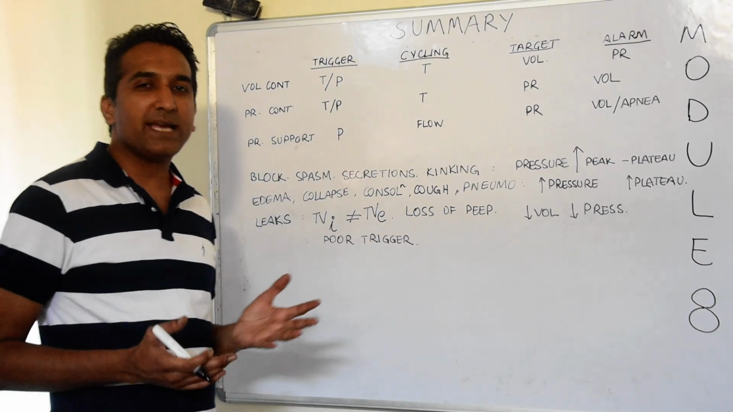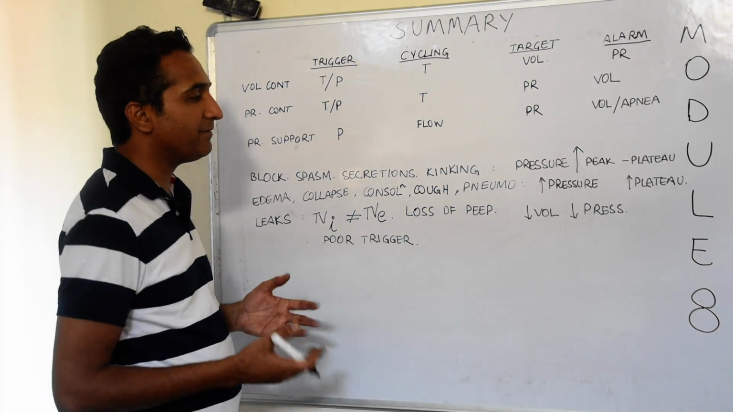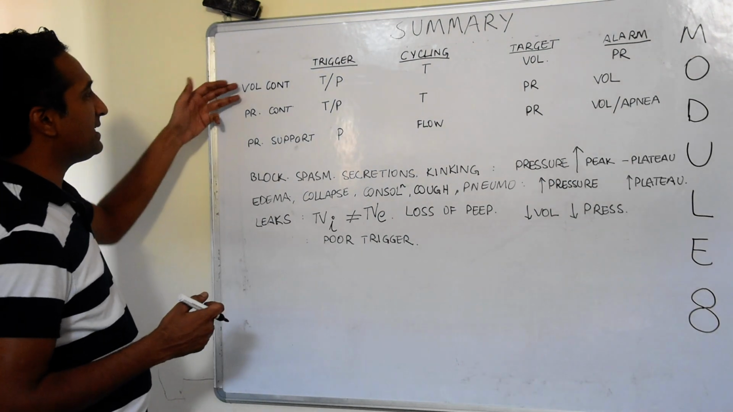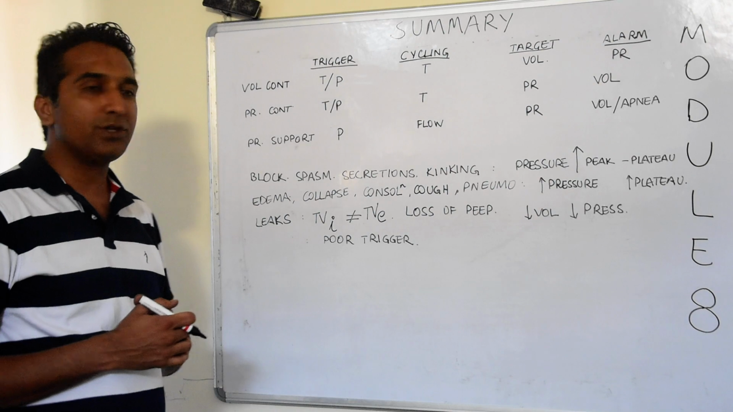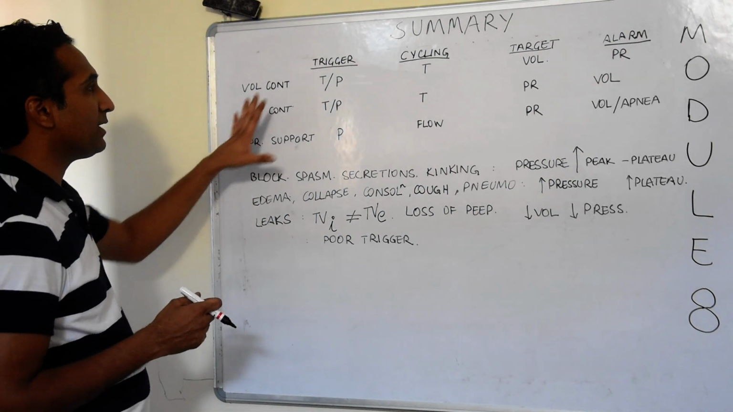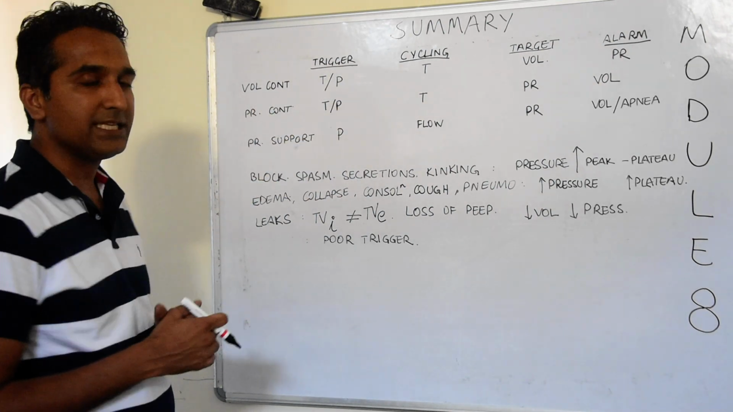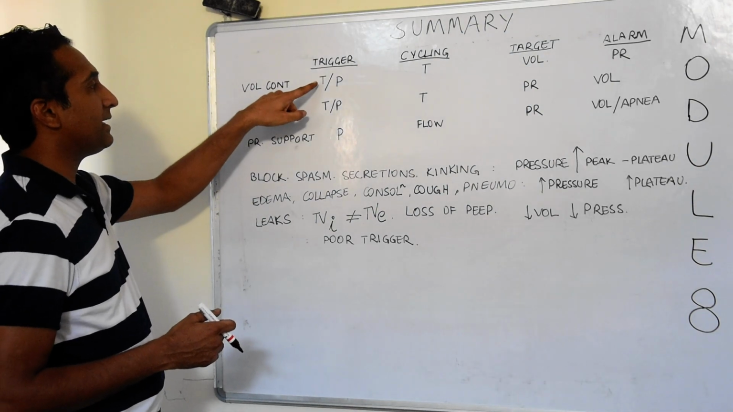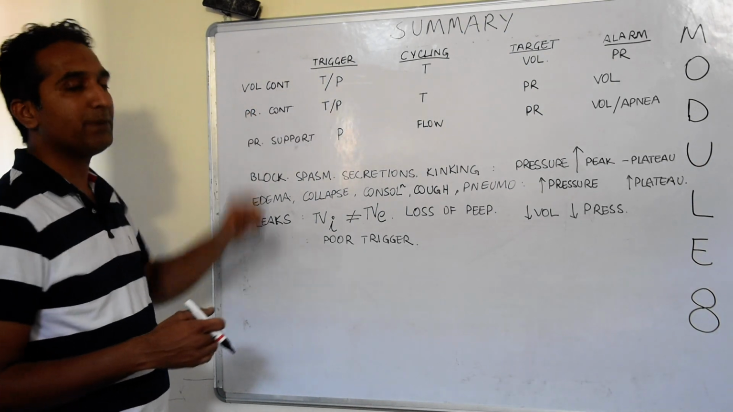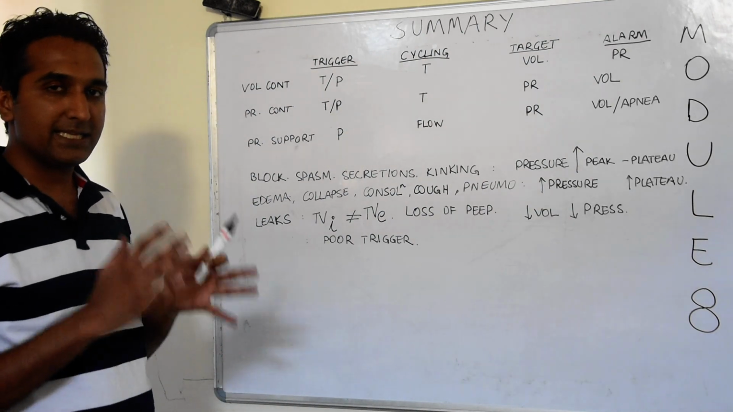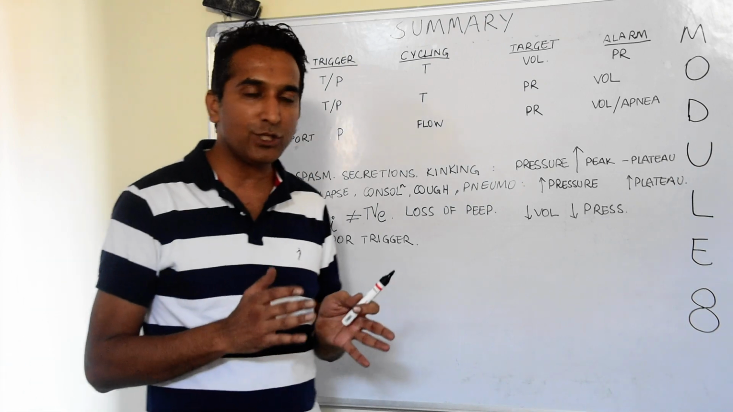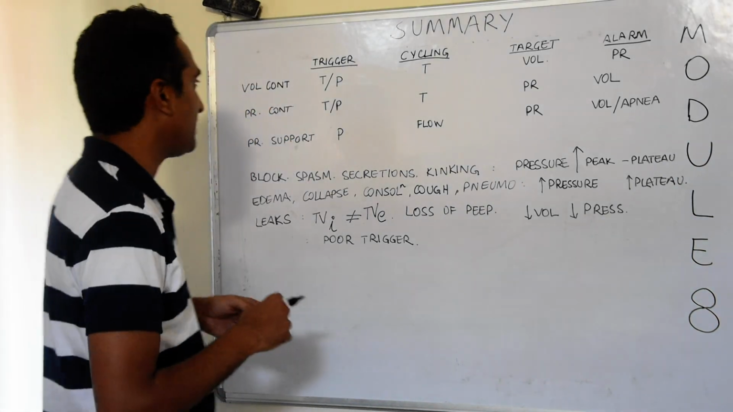And let us now summarize the most important things that we have discussed so far. We come to the three basic modes: the volume control mode, the pressure control mode, and the pressure support mode, and I contrasted them against each other. The trigger in a volume control mode is either timed or by the patient, which actually means that there is a set respiratory rate. The patient breathes at least that much or more than that set rate.